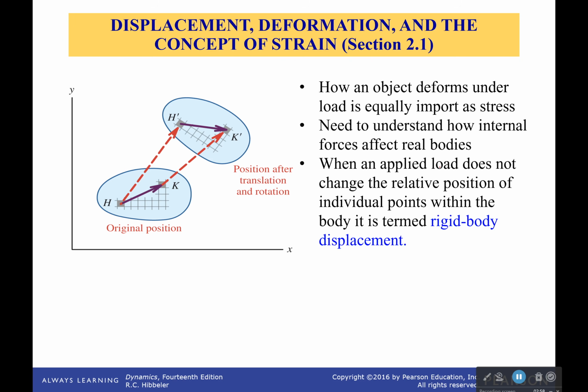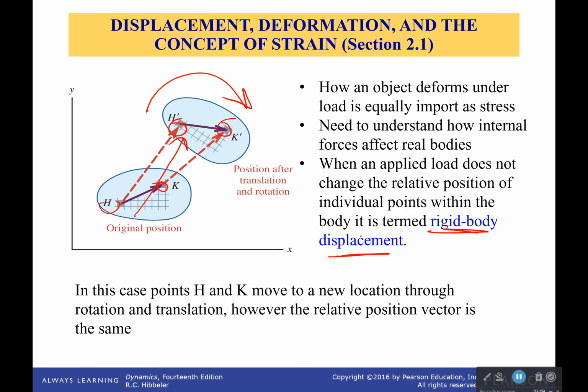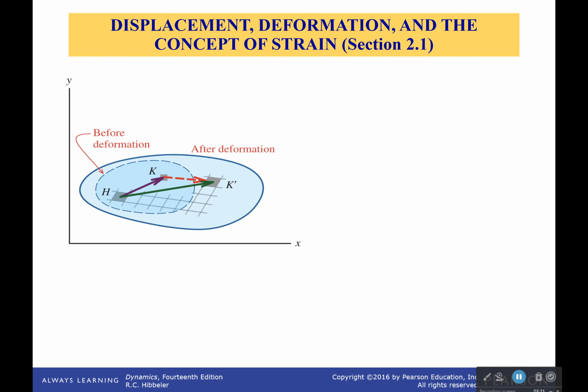Now, when an applied load does not change the relative position between any two points, that's that whole rigid body thing. We moved it, we turned it a little bit, but it was rigid body displacement. This class, though, we're not really going to deal with that as much, okay? What we're going to be dealing with is deformation. It's where the vector between points h and k in some particular material changes. That relative vector between those two points in the body, after deformation, is going to be different. They're going to have stretched or contracted. They're going to move closer or further apart.